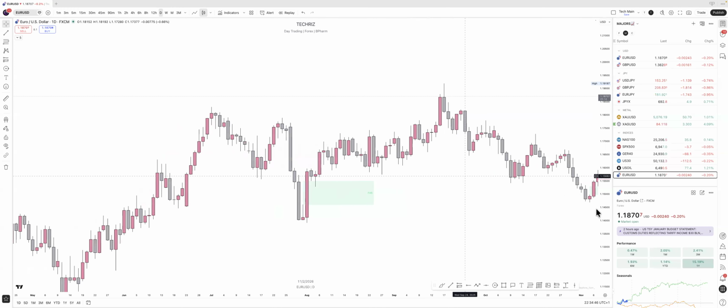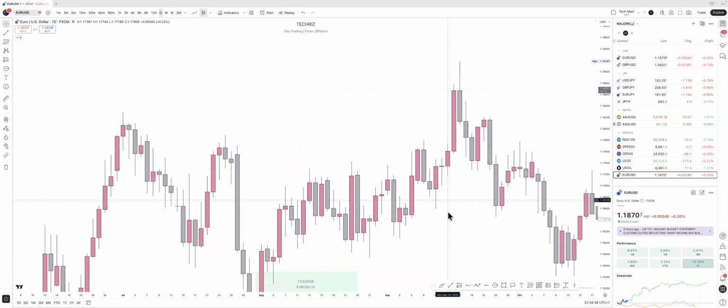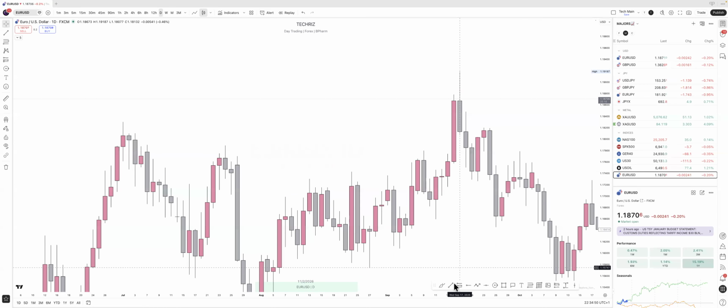Tuesday is the one creating the range. Can you see? Tuesday creating the range. Wednesday soups Tuesday. And then Thursday created the low of the week.